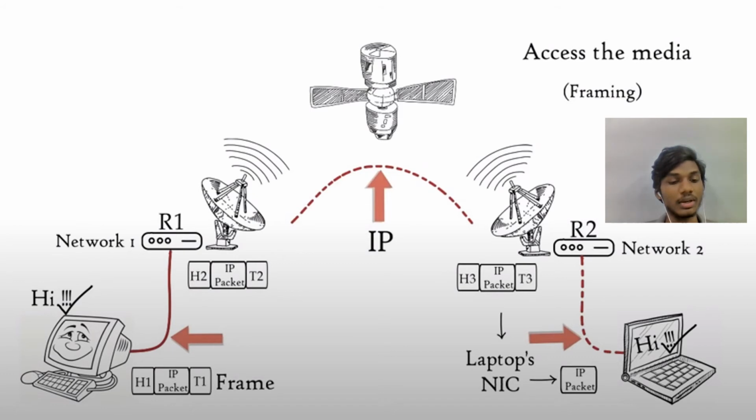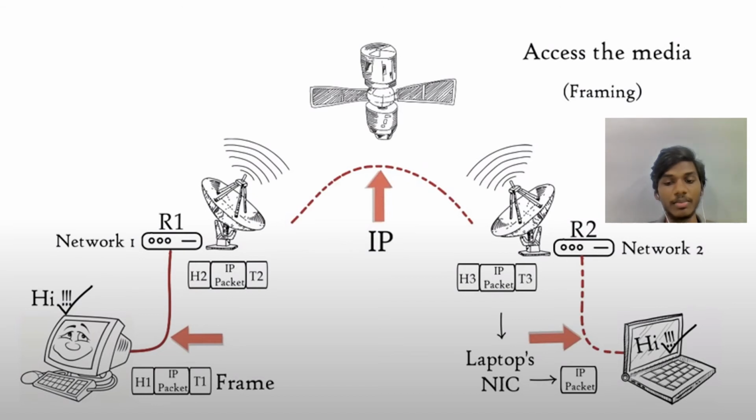The desktop forms a frame by adding a header and tail to the packet and sends it to the router. The router receives the frame and decapsulates it to a packet, and again the router R1 adds some header and tail to the packet to form a frame, and R1 sends the frame to R2. The router R2 receives the frame and again decapsulates the frame to a packet. R2 also adds a header and tail to form a frame and sends it to the laptop.